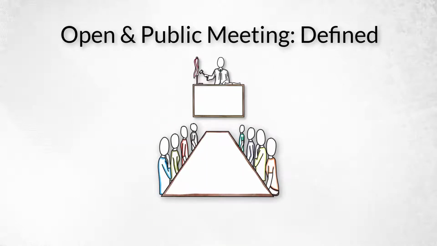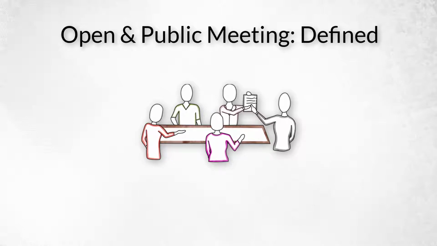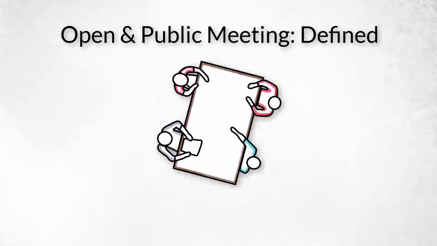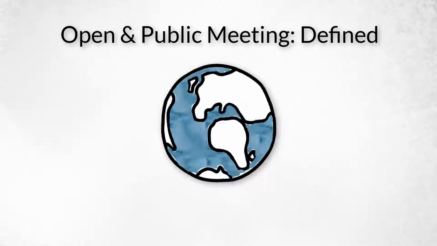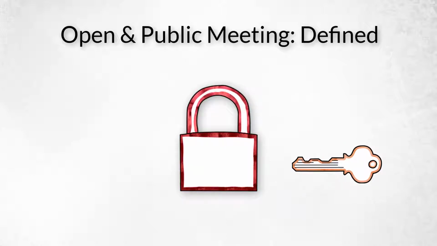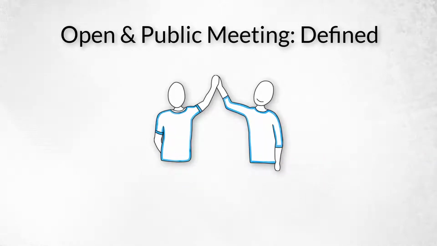It's when a governing body majority meets to discuss or act upon government business. It includes the meetings sometimes referred to as workshops or executive sessions. Regular meetings, public hearings, electronic meetings, and emergency meetings are all open and public meetings. Open and public meetings don't include chance or social meetings.